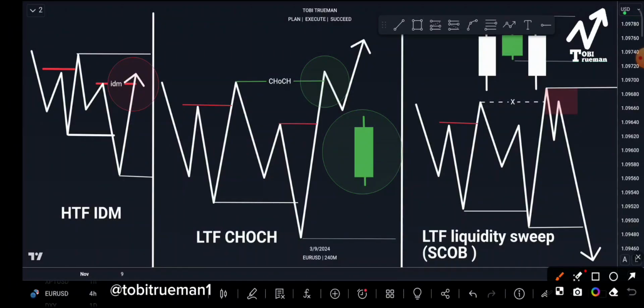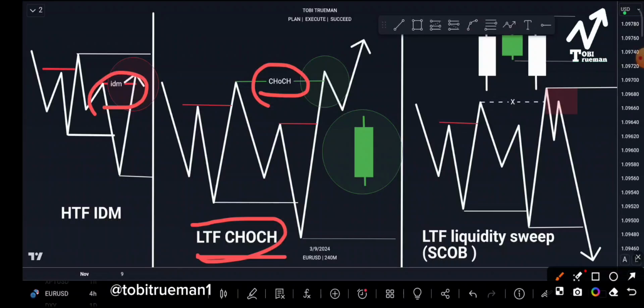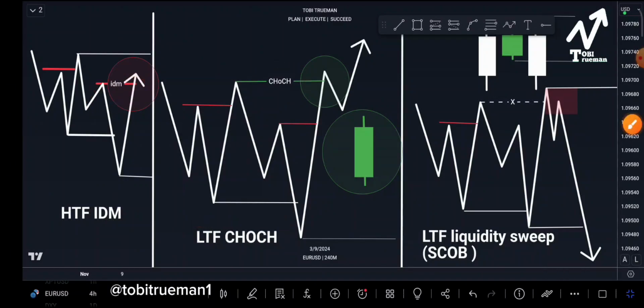So in this example, we now see that in the lower time frame, when price gets to that point of this higher time frame inducement, it gave us a change of character in the lower time frame. Then we can try to see if we can trade it accordingly. Now, that is the first scenario that can happen when price gets to higher time frame inducement.